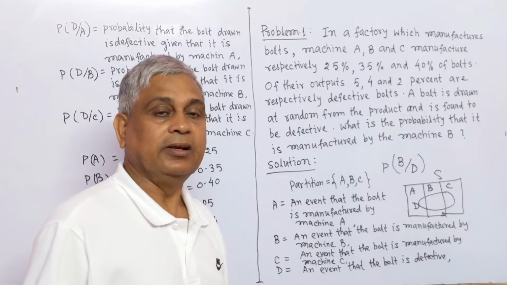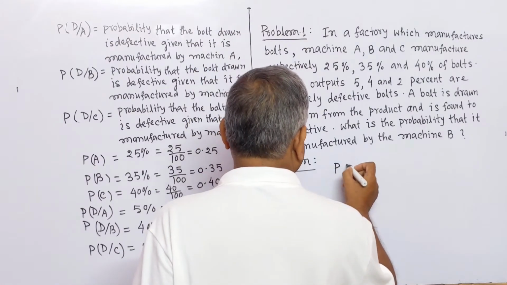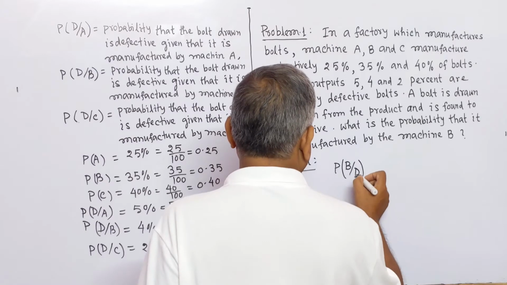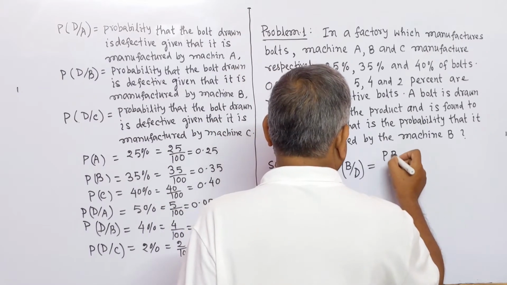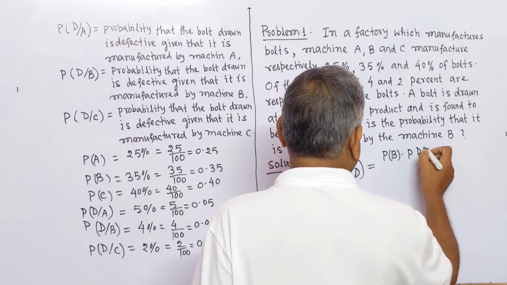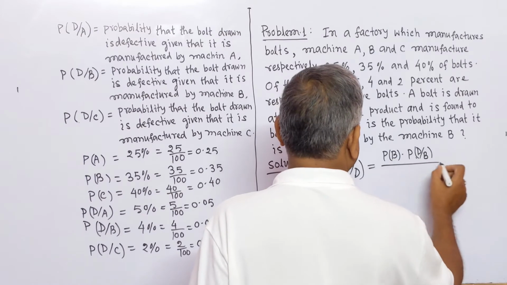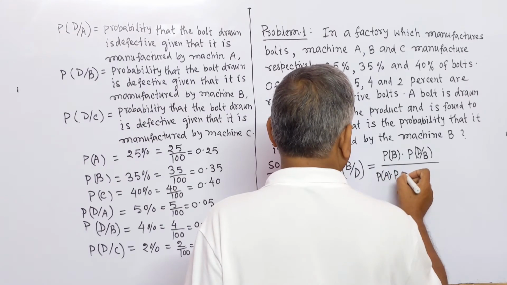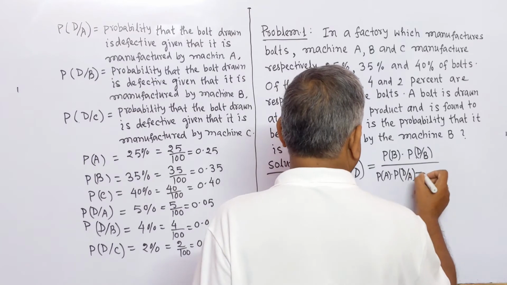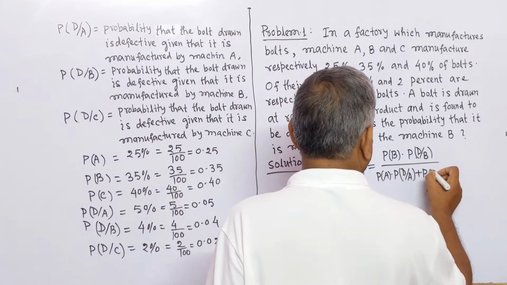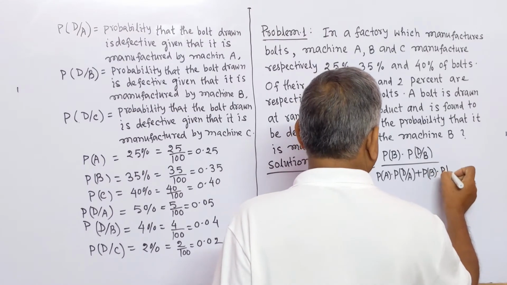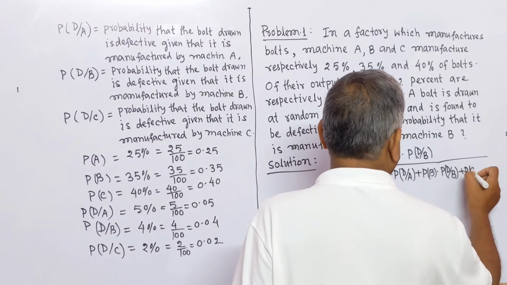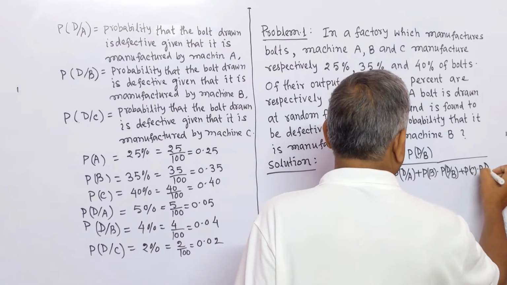Now we find the probability of B given D. With the help of Bayes theorem, we write the formula. Probability of B given D equals probability of B multiplied by probability of D given B, divided by probability of A multiplied by probability of D given A, plus probability of B multiplied by probability of D given B, plus probability of C multiplied by probability of D given C.